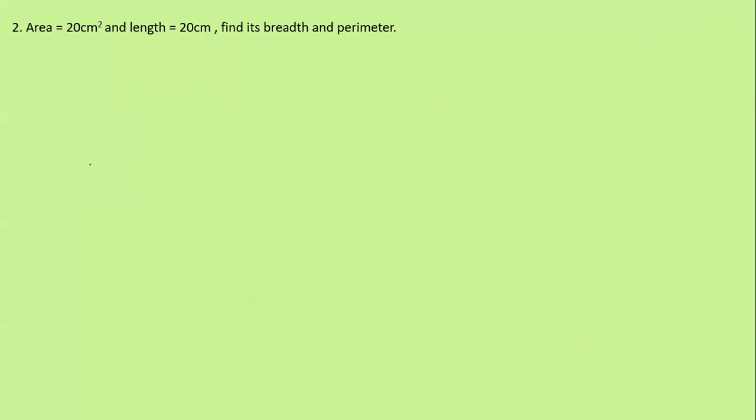Here they are telling that the area and length are given. We have to find its breadth and perimeter. So how much is area? We know area is equal to 20 centimeters square and length is equal to 20 centimeter. Find its breadth and perimeter. So we know area is equal to length into breadth, right? Right, area is equal to length into breadth.